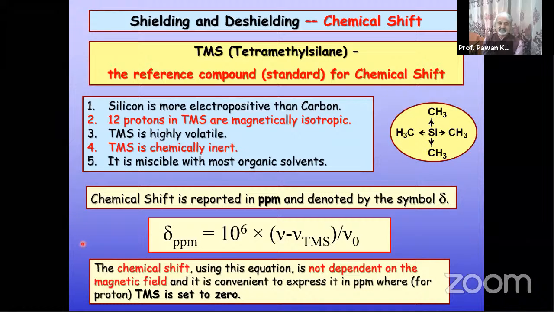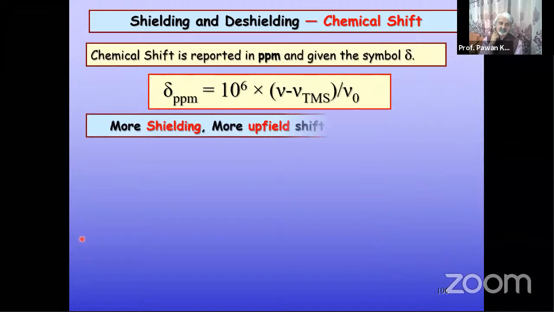Second thing is, most of the time students say that TMS absorbs at 0, TMS resonates at 0. No, it's not like that. Wherever TMS absorbs, we set it to 0. So we set the TMS signal to 0, and it is not that the TMS absorbs at 0.